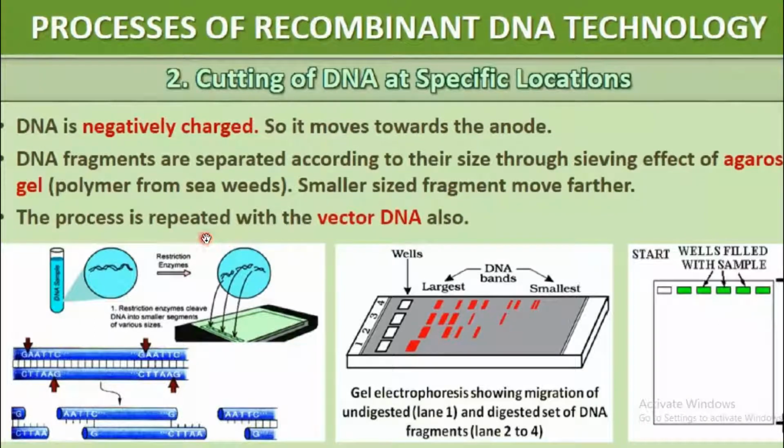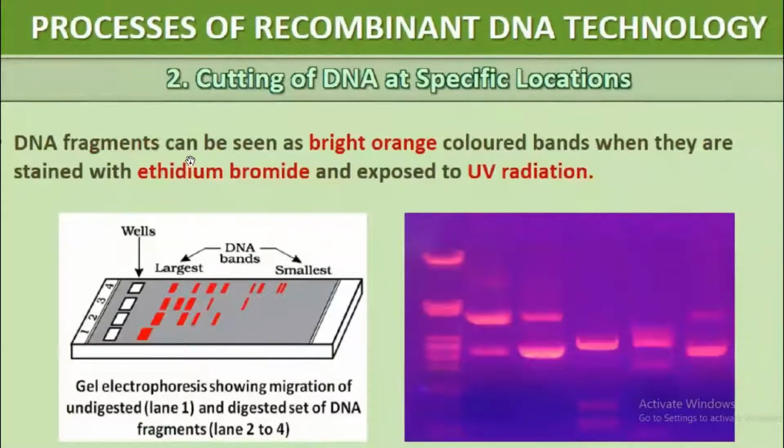The process is repeated with the vector DNA also. DNA fragments can be seen as bright orange colored bands when they are stained with ethidium bromide because they are colorless. In order to see them, we have to use a stain. The name of the stain is ethidium bromide. DNA fragments can be seen as bright orange colored bands when they are stained with ethidium bromide and exposed to UV radiation.